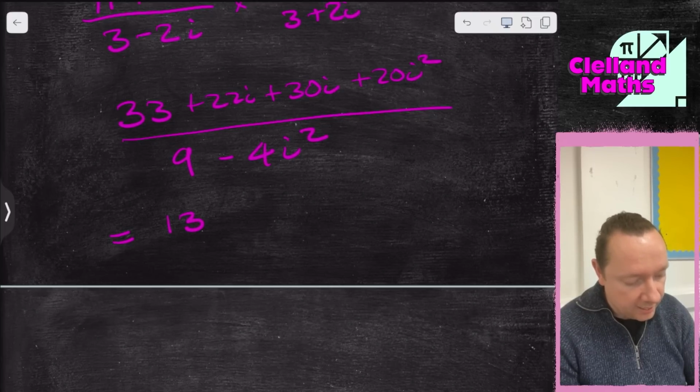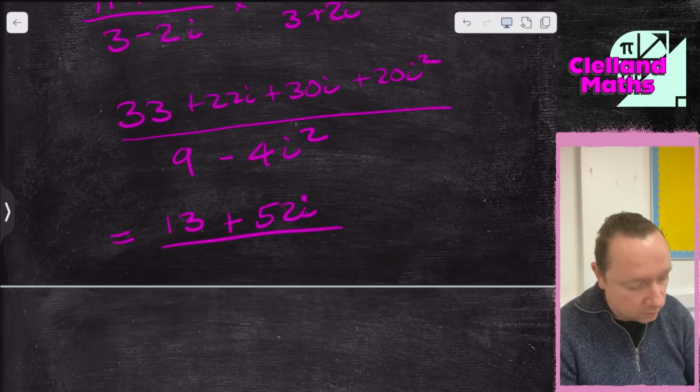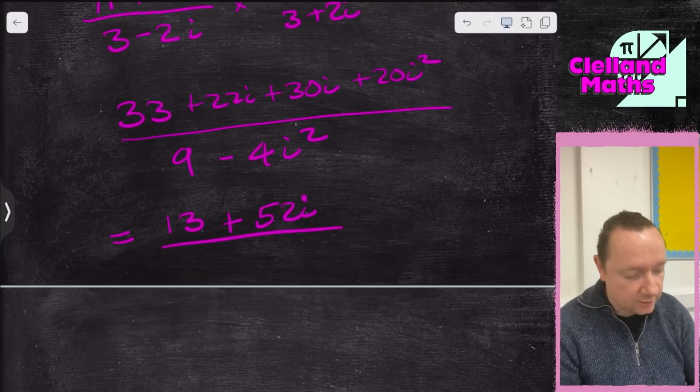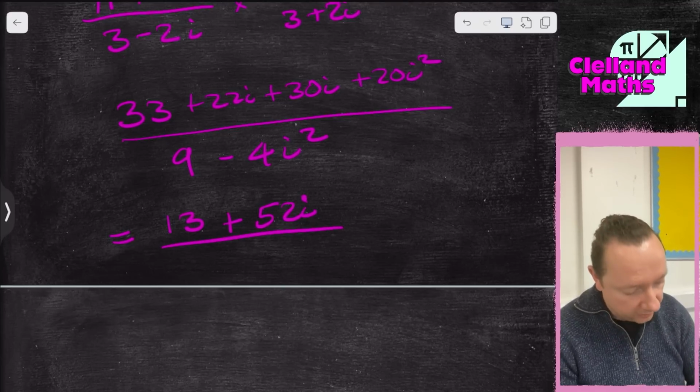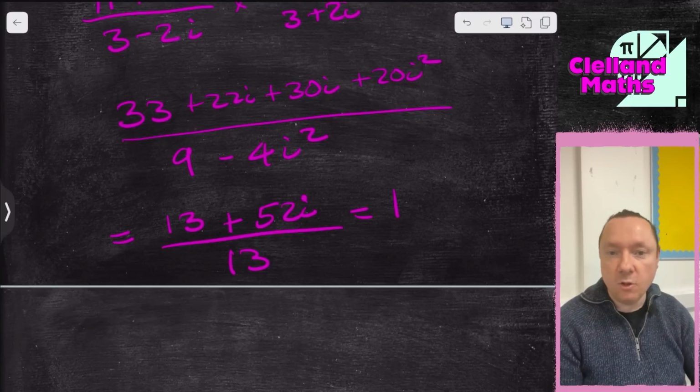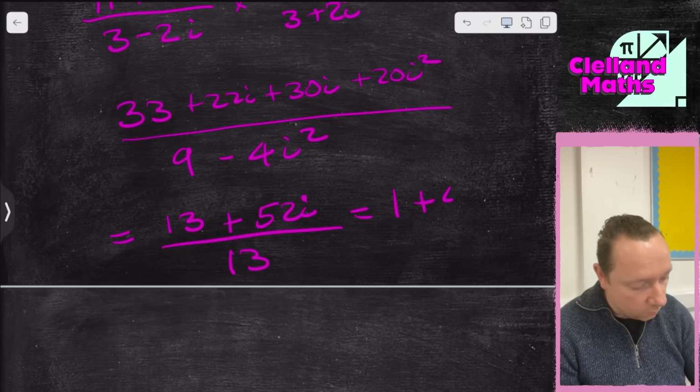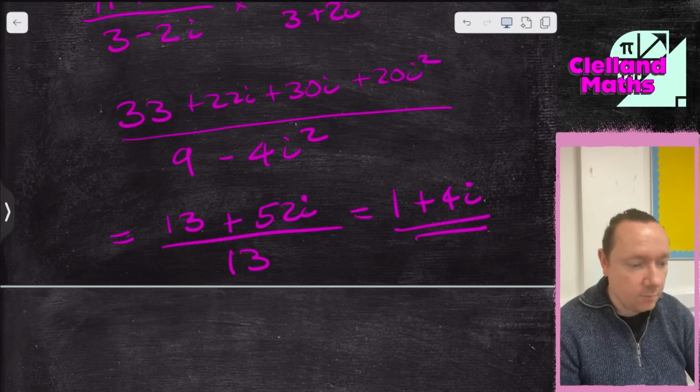22i plus 30i is 52i. And then the bottom, because i squared is minus 1, minus 4 times minus 1 is plus 4, 9 plus 4 is 13. Well, you can just do 13 divided by 13 is 1, and 52 divided by 13 is 4, so you get 1 plus 4i, and we're done there.